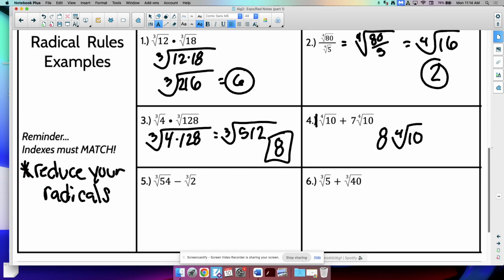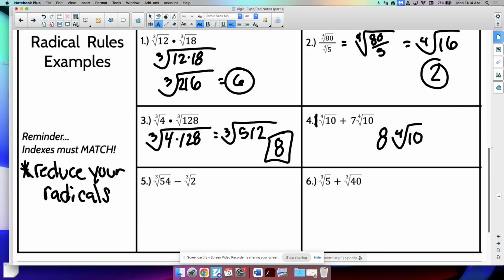So as long as your radicals are the exact same, your front numbers actually combine. You're just combining like terms. The radical part does not change. Can we take the 4th root of 10? No. Do any of the 4th numbers go into 10? No. So we're just done right here. So as long as your radicals are the same, your front numbers do the adding and subtracting.